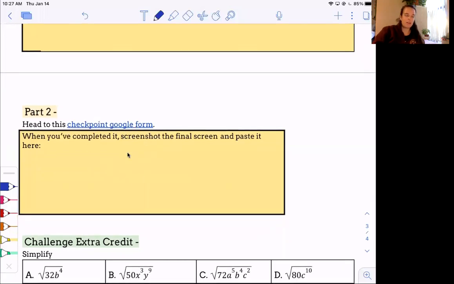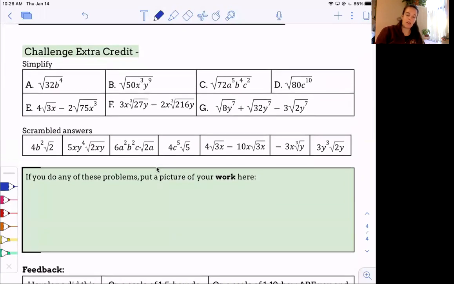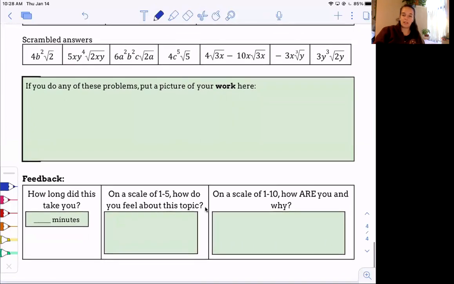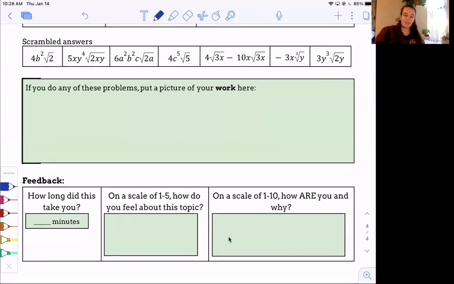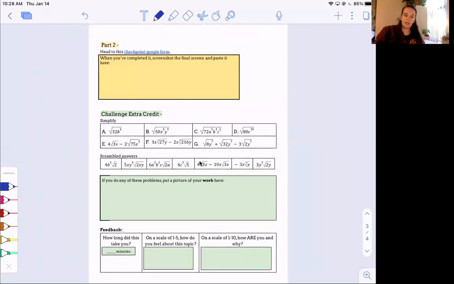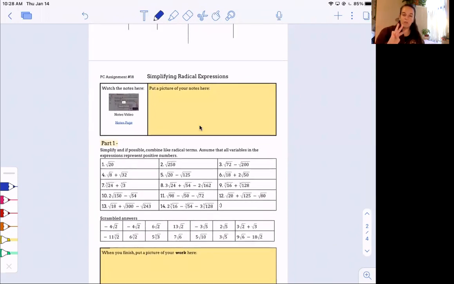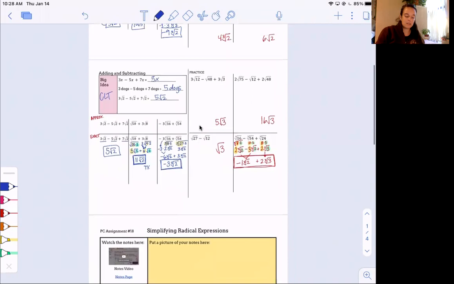And then you have a quick checkpoint form here. That's a Google form. I think it has 3 questions on it. That's just like an extra ticket type thing. And then you have some challenge extra credit, if you would like to do that. And then you have your feedback box here if you would like to do that. Just so you're aware of how I'm color coding here: if it's optional or if I'm not going to grade it for regular credit, it's in green. And if it's required, it is in yellow. So required to put in your work for part 1 and required to put in your screenshot for part 2. So those are the 2 pieces, and required for your notes. That's the 3 pieces for your assignment today.